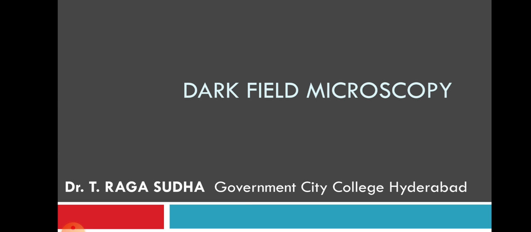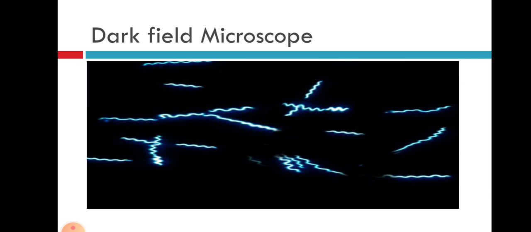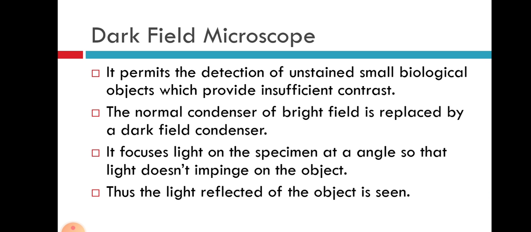Next, moving on to dark field microscope. This is a picture of Treponema pallidum in a dark field microscope, where the field is completely black, illuminating the organism or the object alone. Dark field microscope permits the detection of unstained small biological objects which otherwise provide insufficient contrast.